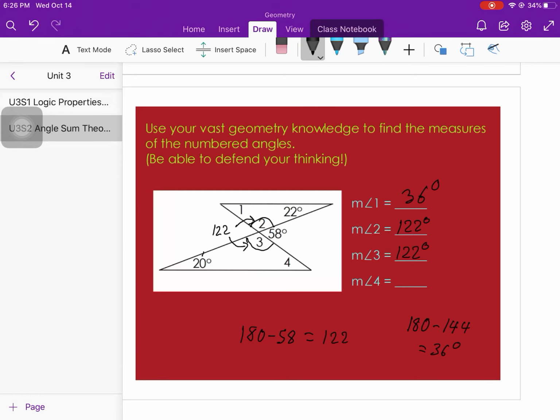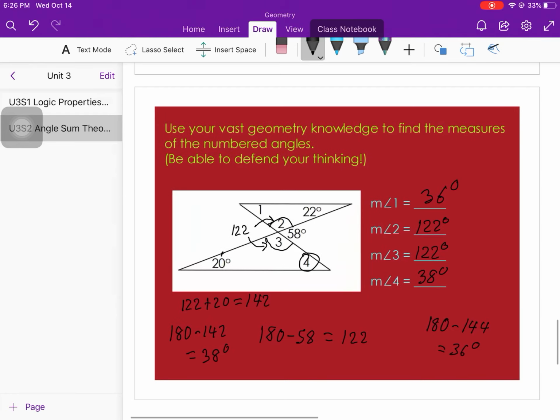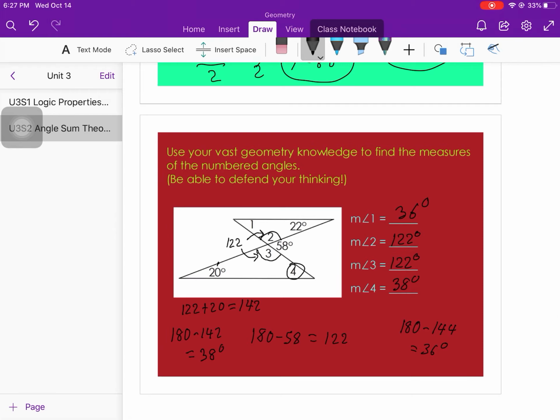And then if this is 122 and we have 20 over here, we add those together. We get 142. Then we just have to figure out, well, how much is left over for angle 4? So we do 180 minus 142, and we get 38 degrees. And there we go. That's all for this.